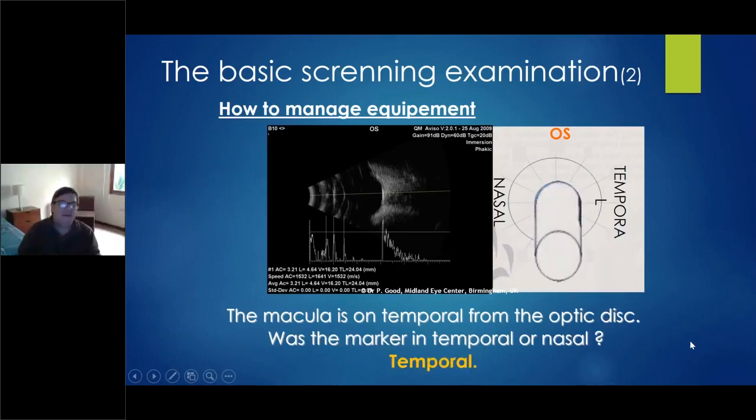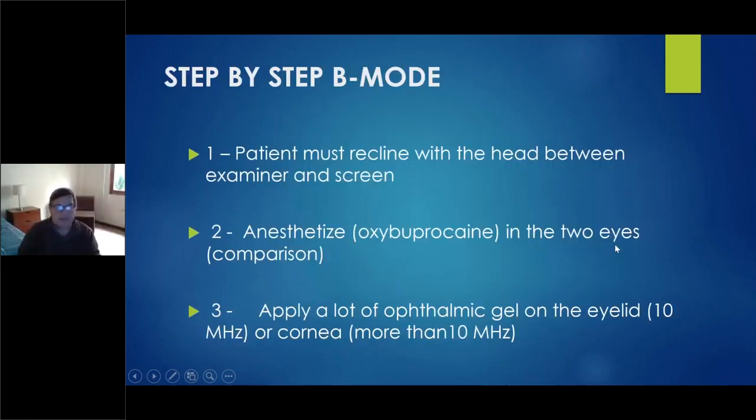Okay, let's do the B-scan mode step by step. The patient must recline with the head between the examiner and the screen. You anesthetize both eyes with oxybuprocaine in order to make compression. You apply ophthalmic gel on the eye so as not to lose the ultrasound power through absorption.